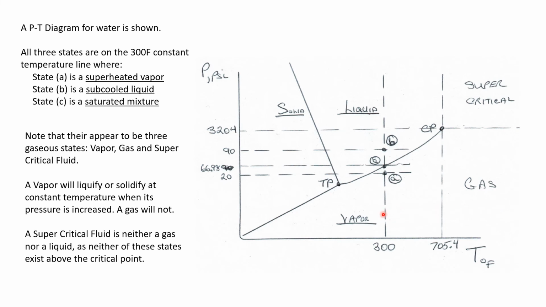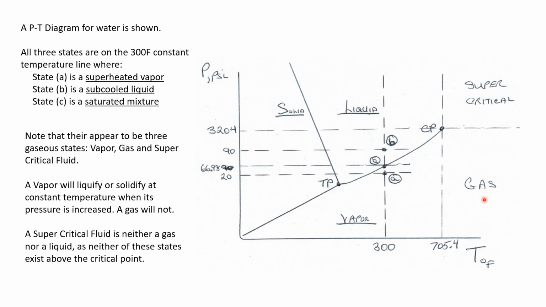Here's the rule. If I have a state and it's a vapor, like state A here, if I increase the pressure at constant temperature, which means I'd be going straight up, and if it becomes a liquid, it is defined as a vapor. And so if I have a gaseous state below the temperature of the critical point, then we will call it a vapor, because when I increase its pressure at constant temperature, it becomes a liquid.